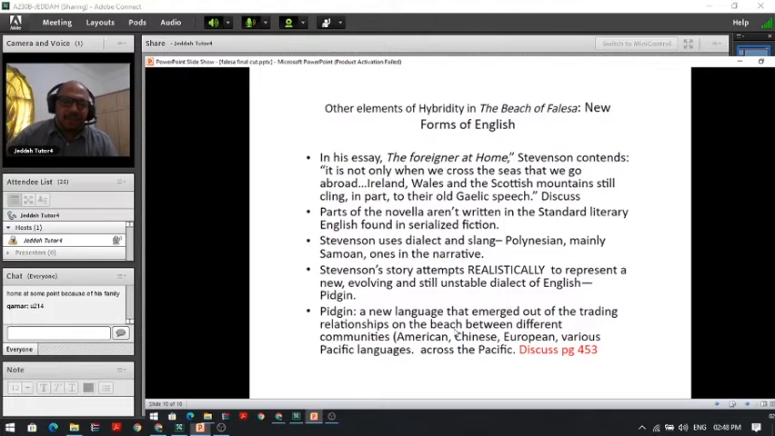So one significant statement made by Stevenson, which if you ask me sums up the whole idea, is what he said in one of his essays. He says it's not only when we cross the seas that we go abroad. And he says Ireland, Wales, and the Scottish mountains still cling in part to their old Gaelic speech. Whatever he means by that, it's obviously not about the change of place, right?